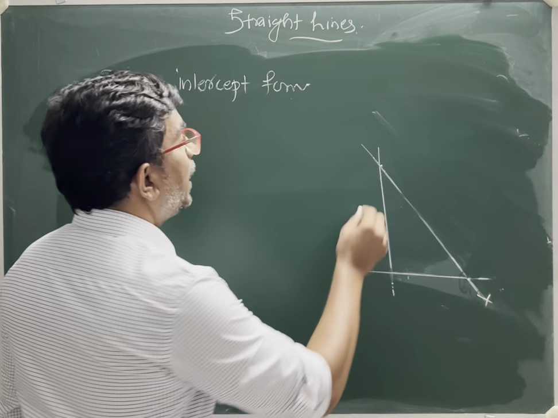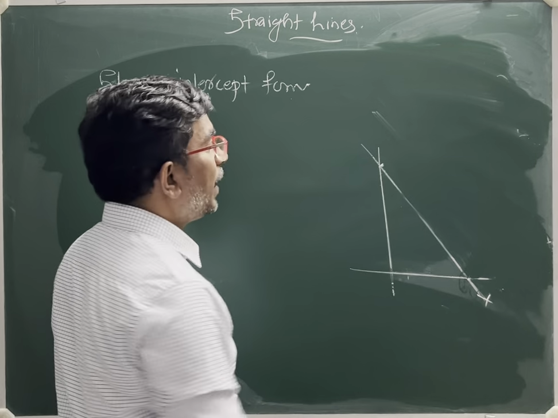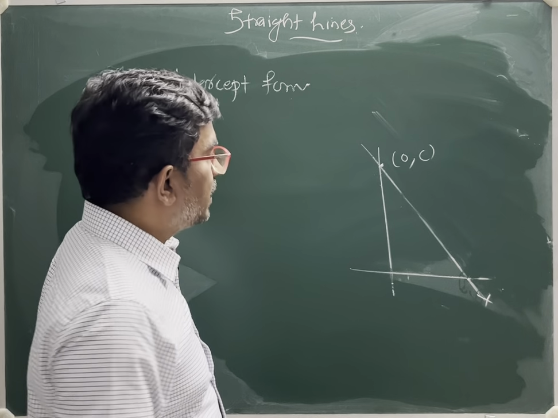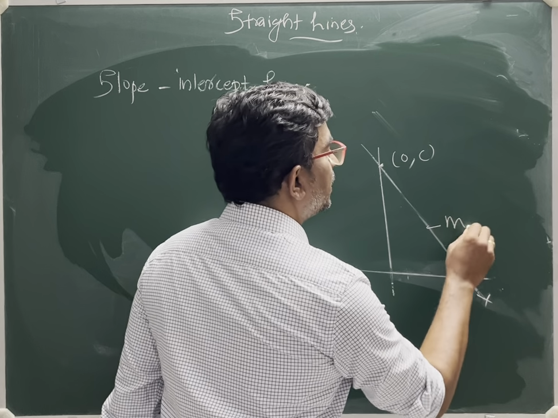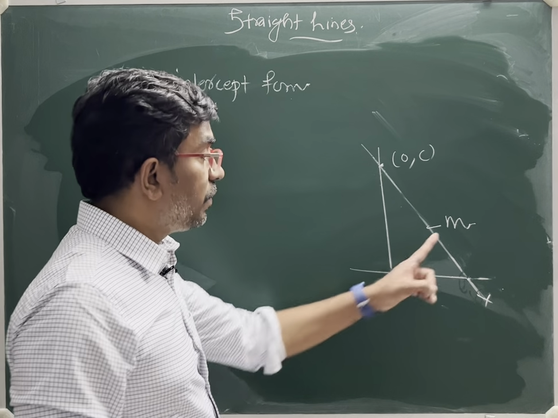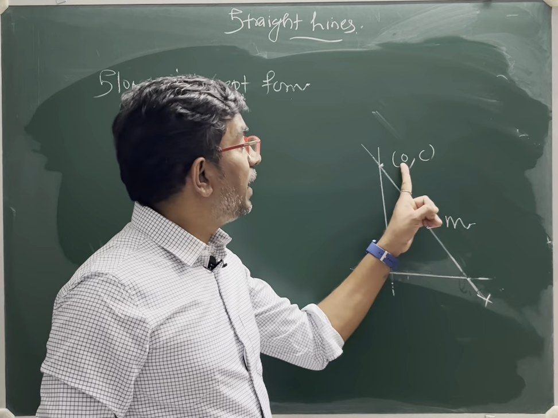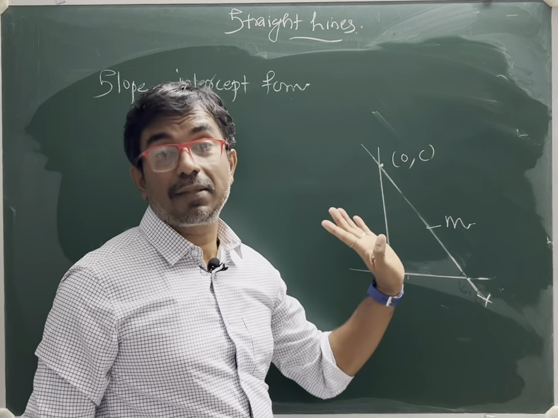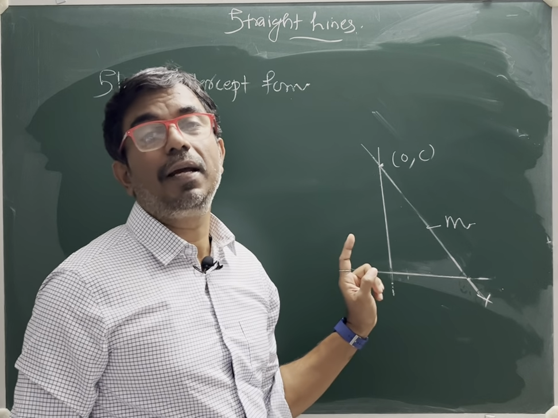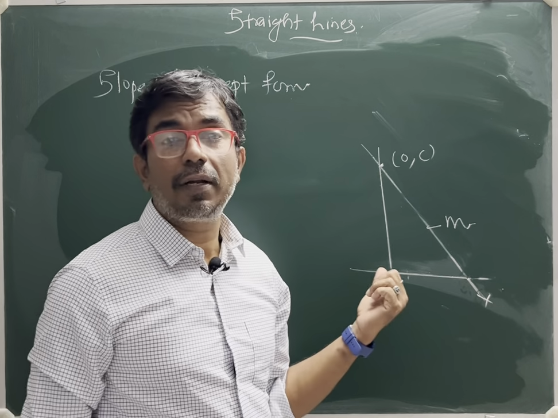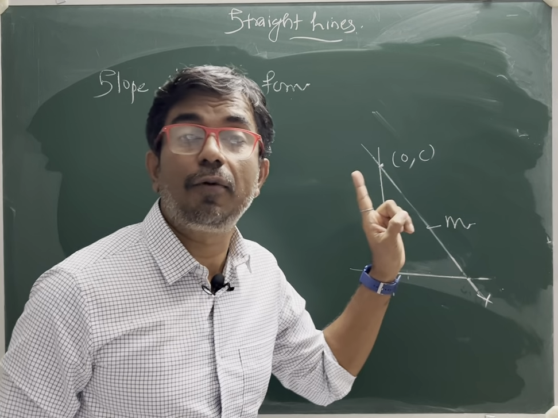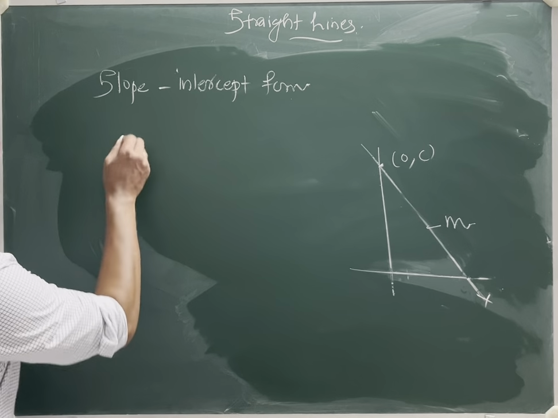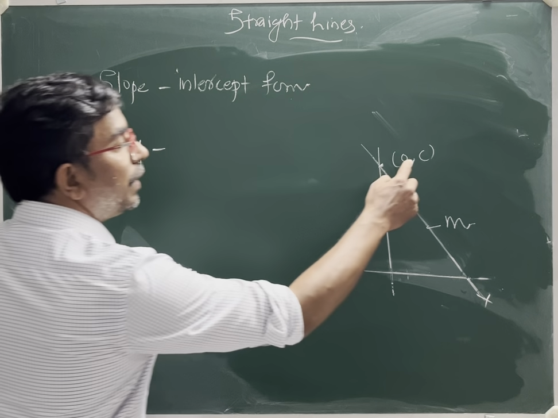Suppose this line meets the y-axis at 0, comma c, and somebody says the slope of this line is m. The slope of the line is m, and a known point is 0, comma c. That is nothing but the y-intercept also, the point where the line meets the y-axis. How do I write the equation of the line? I use that first form. What is that? Point slope form.